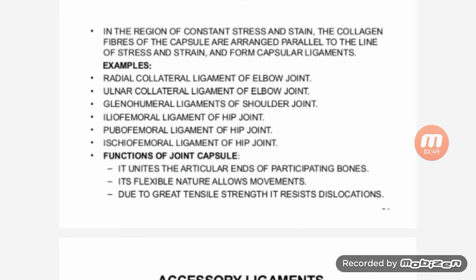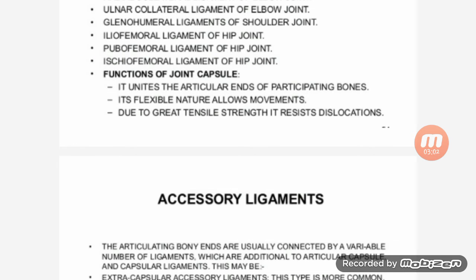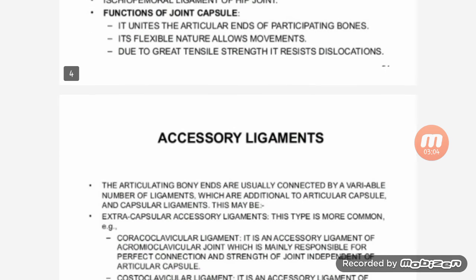Hip joint. Then the function of the joint capsule: it unites the articular ends of the participating bones. Its flexible nature allows the movement. Due to great tensile strength, it resists dislocation.